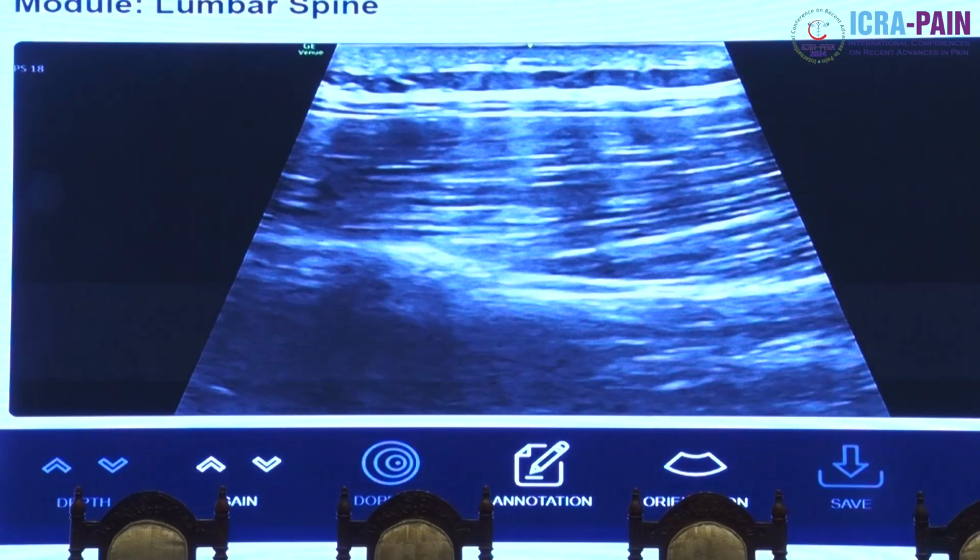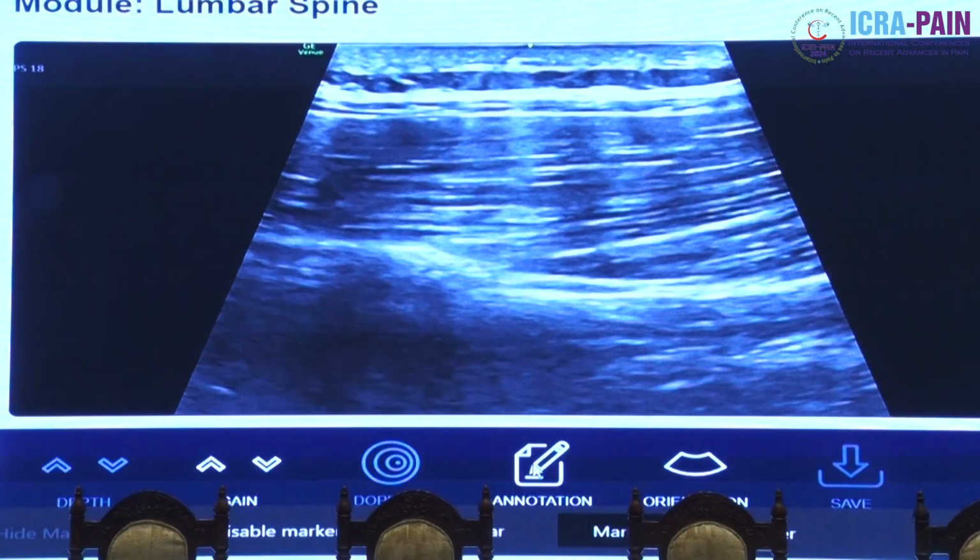Now I have put the left click and the image is now frozen. So there is an annotate button. This is particularly useful when you are teaching others, so you need to annotate and you need to label it. That feature is there. Now let us quickly recapitulate what we have learned in the 3D anatomy.